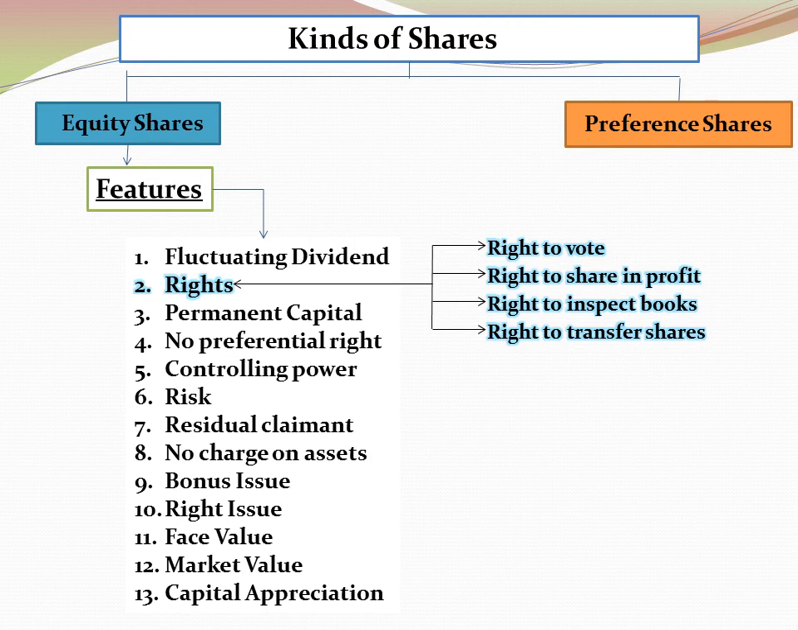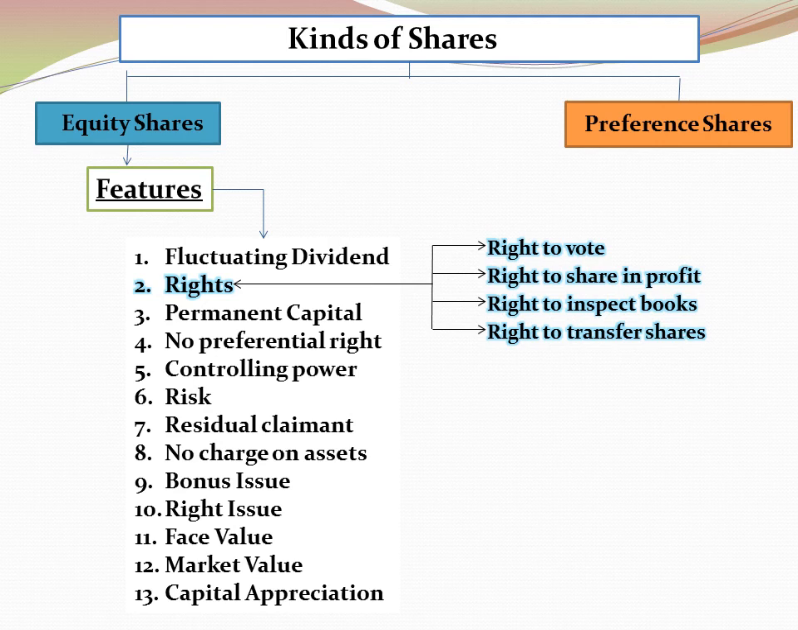So first, fluctuating dividend. We know that the rate of dividend of equity shares is fluctuating. It means it depends upon the profit earning capacity of the company. If the company earns huge profit, they will get a high rate of dividend. If the company earns less profit, they will get a low rate of dividend, which has been recommended by the board of directors. So the income of the equity shares is uncertain and irregular as it depends upon the income or the profit of the company.